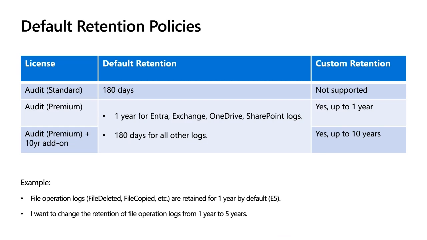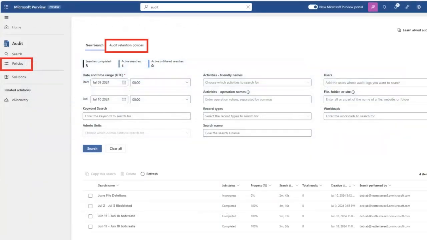In the next slide, we'll look at an example of how you can go about creating these custom retention policies. So on the left panel, you see policies as one of the options. You can click on that, or on the main screen, you can select audit retention policies at the top.